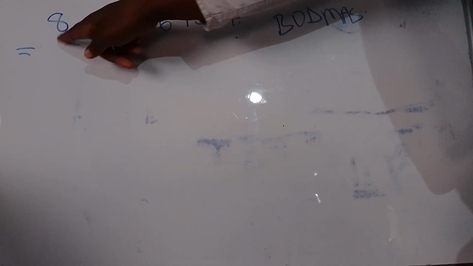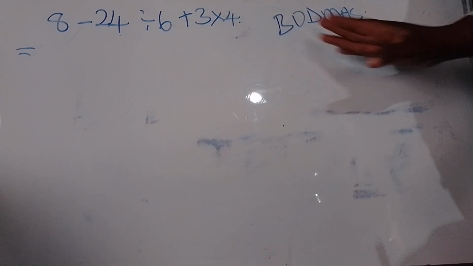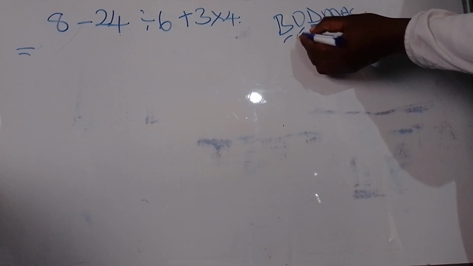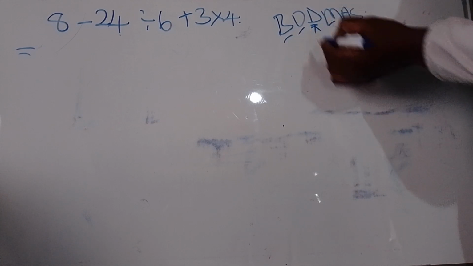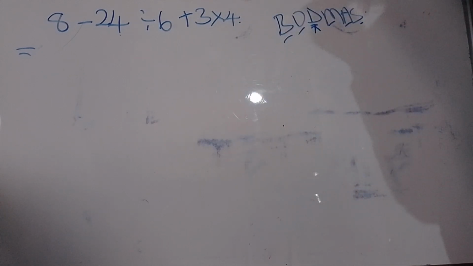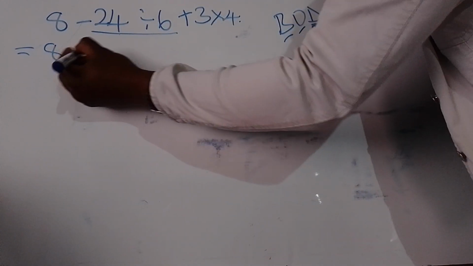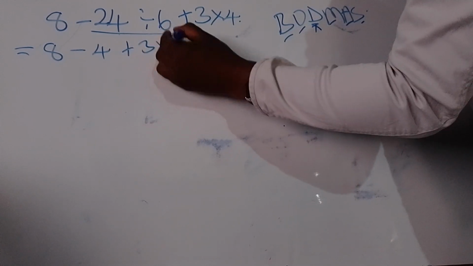Right, so we are going to simplify this. We don't have brackets in our expression, but we have division. So this is brackets, division, multiplication, addition, and subtraction. For division, we are going to divide this part. So we remain with 8 minus 24 divided by 6, which is minus 4. Then we have plus 3 times 4.